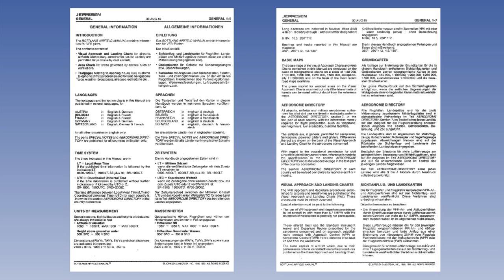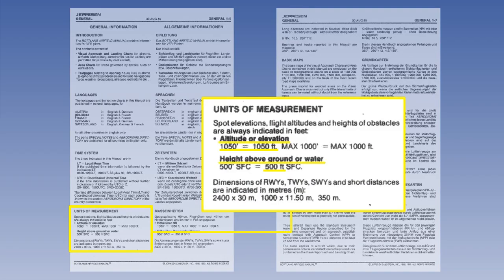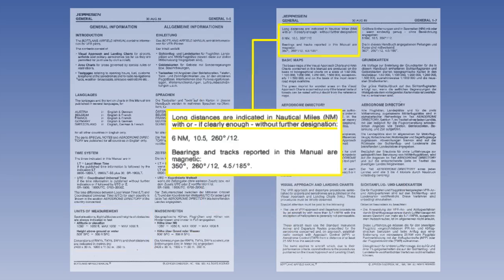Units of measurement are shown on pages 15 and 17. Altitudes and elevations are shown in feet. Short distances, such as runway lengths, are shown in meters, and long distances in nautical miles. Lastly, bearings and tracks reported in the manual are magnetic.